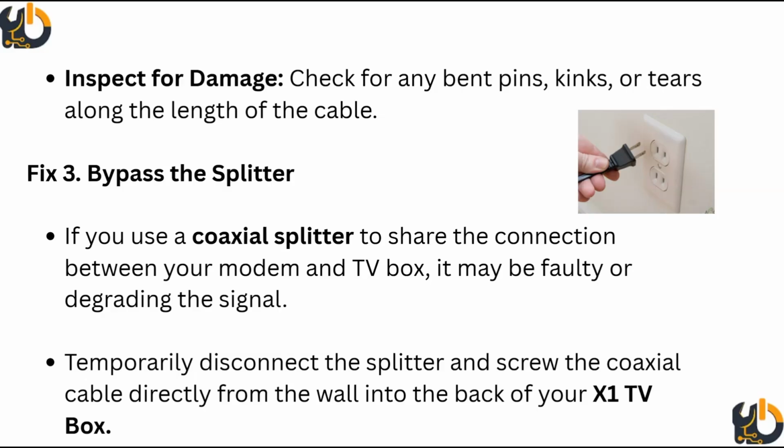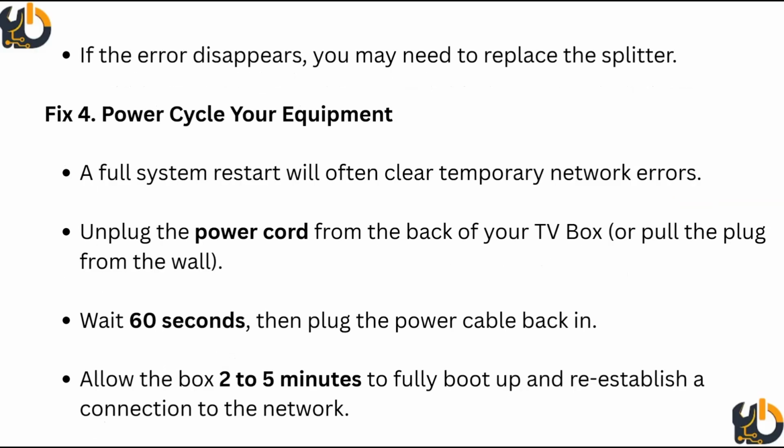Fix 3. Bypass the splitter. If you use a coaxial splitter to share the connection between your modem and TV box, it may be faulty or degrading the signal. Temporarily disconnect the splitter and screw the coaxial cable directly from the wall into the back of your X1 TV box. If the error disappears, you may need to replace the splitter.